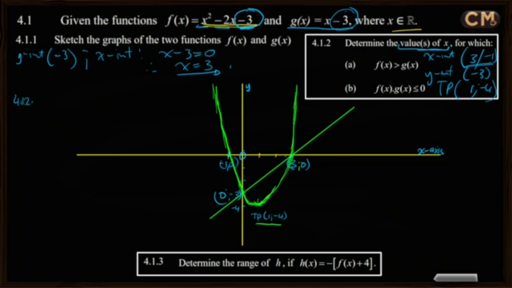4.1.2. For which, of course, f of x is greater than g of x. So what do they actually want over there? Tell us where f, which is the parabola, is greater than g. So that's still in math terms. What it actually means is we want to know where f is above g. So it's over there and it's over there. So we can see what's happening. This is where f is above g, as this requirement states.